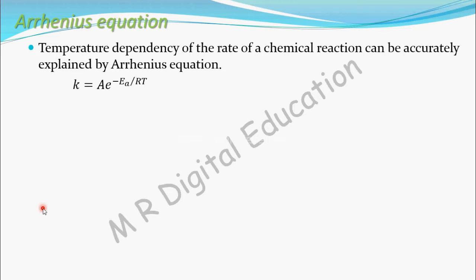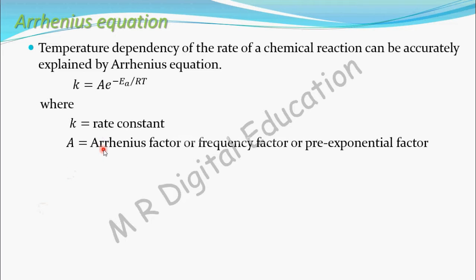The Arrhenius equation is given by K equal to A into e to the power minus EA by RT, where K is the rate constant. You know that A is the Arrhenius factor, or frequency factor, or pre-exponential factor. It is a constant for a given reaction. So the Arrhenius factor is the constant for a given reaction.